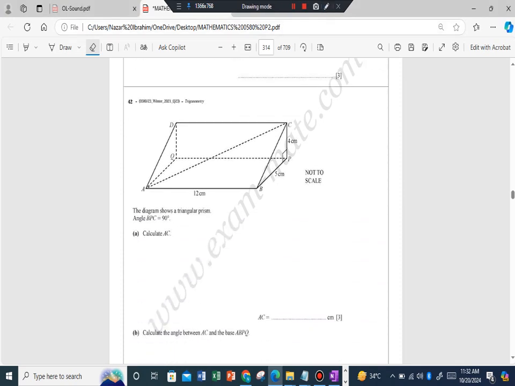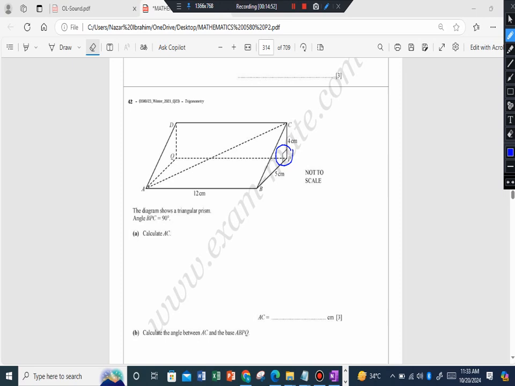Question number 42, right? The diagram shows a triangular prism. This is a triangular prism. We are informed BPC is 90 degrees, and we have three dimensions: AB is 12, secondly, BP is 5 centimeter and PC is 4 centimeter. Right, three dimensions are given to us. Calculate AC. We have to calculate this line AC, right?